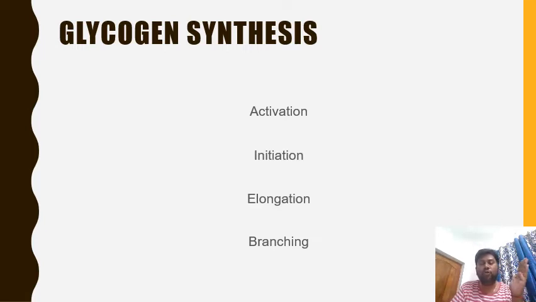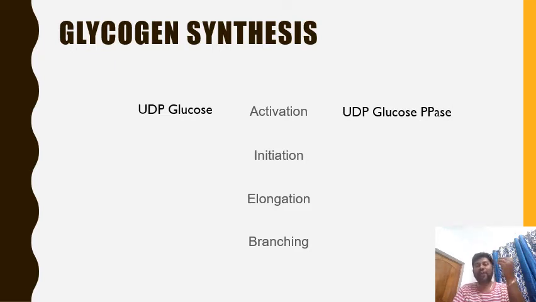The conversion of glucose to UDP glucose is called the activation process. For this activation we need an important enzyme called UDP glucose pyrophosphorylase. After activation, to initiate the process we need a primer, a glycoprotein called glycogenin. This glycogenin will have some 5 to 6 residues of glucose already attached to it. To that already existing glucose, the first glucose residue will be added, that is called initiation.